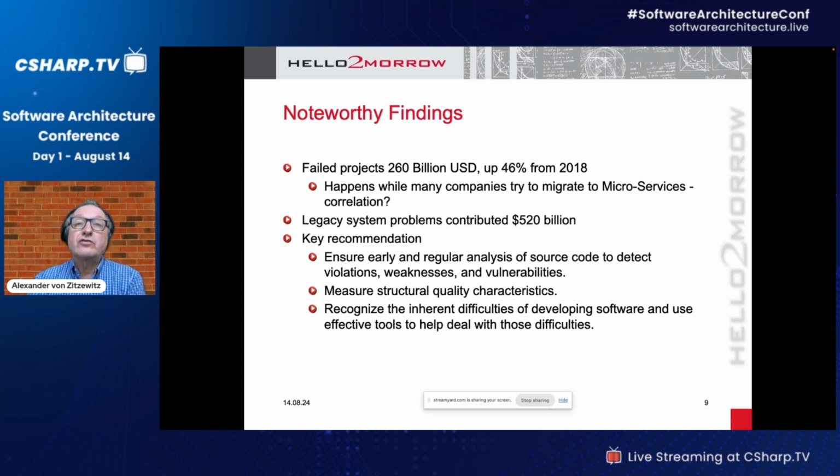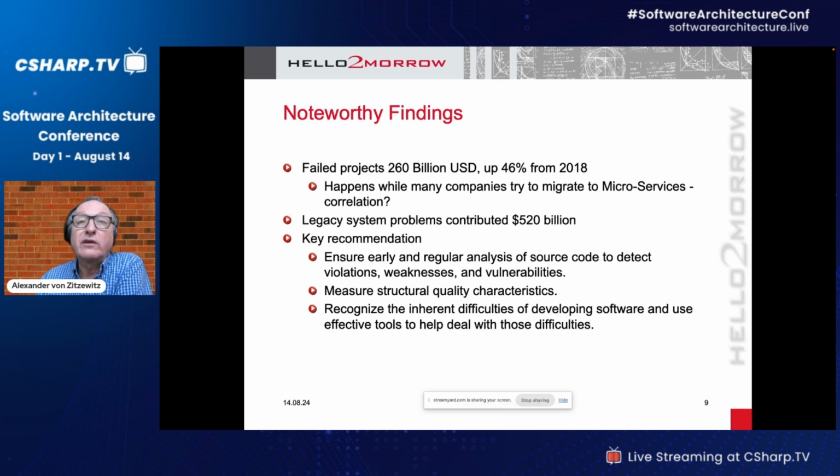Then measure structural quality characteristics. I couldn't agree more. That's why we have a tool called Sonograph that can do all those things. And there's even a free version of it called Sonograph Explorer, which you can basically download for free from our website, hellotomorrow.com, and use for free even in commercial context. And it will compute most of those metrics for you and give you some basic information about cycles and similar things. There's also a commercial version of the product that can do nice visualization and other stuff if you want to have a little bit more than just the basic features.